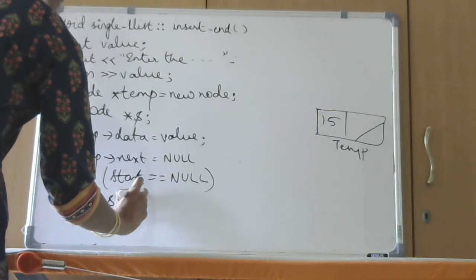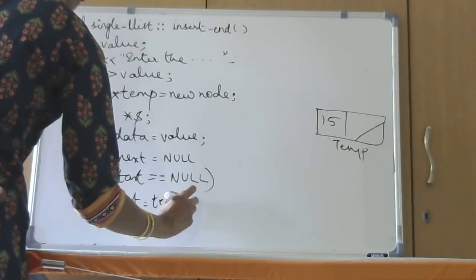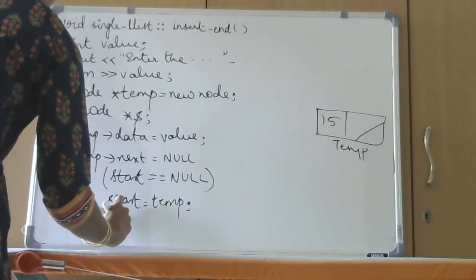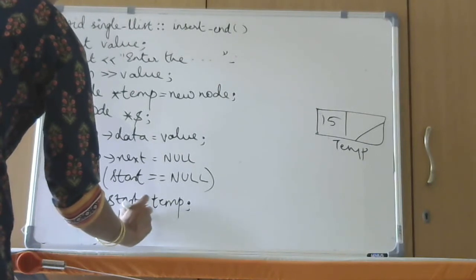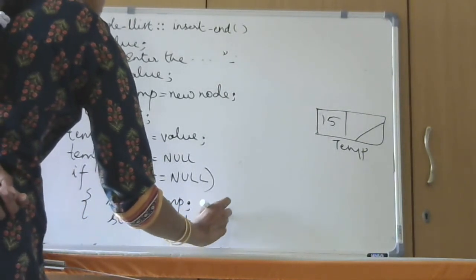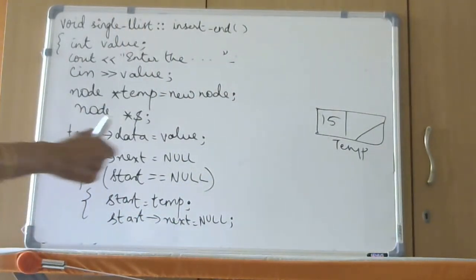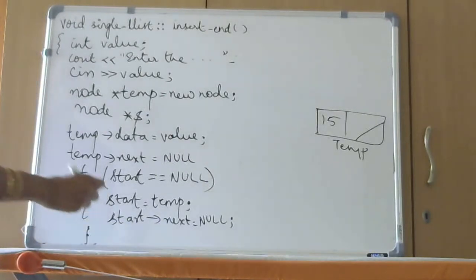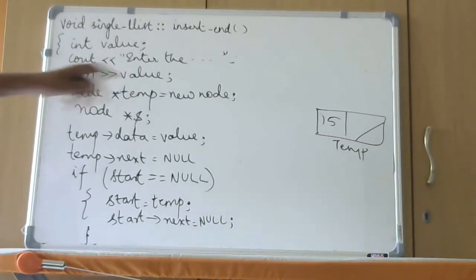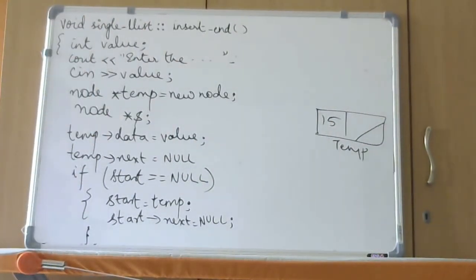Start will be equal to temp. Then start of next will be equal to null. That's the only element. Temp will become your new start. Okay, not new start, just start, because you don't have start as null now. So this is what you do. So this element will now become the only node in the linked list.